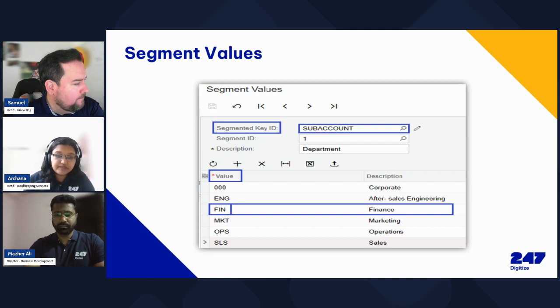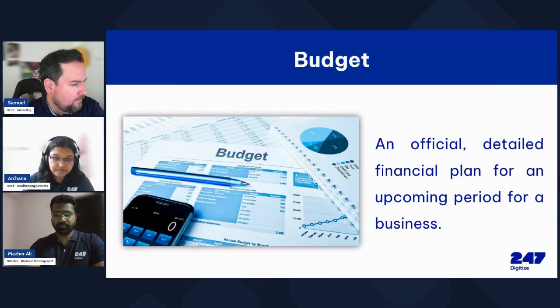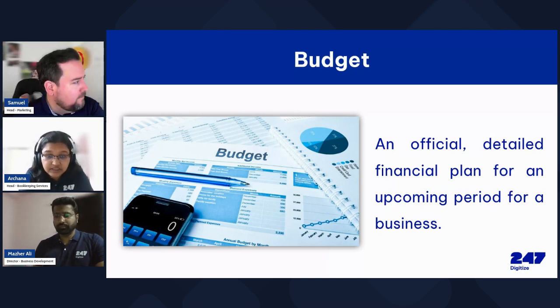We will now look at budgets. To put it simply, a budget is a spending plan based on income and expenses. It is also a plan of financial operations which encompasses an estimate of proposed expenditures for a given period or purpose and the proposed means of financing them.